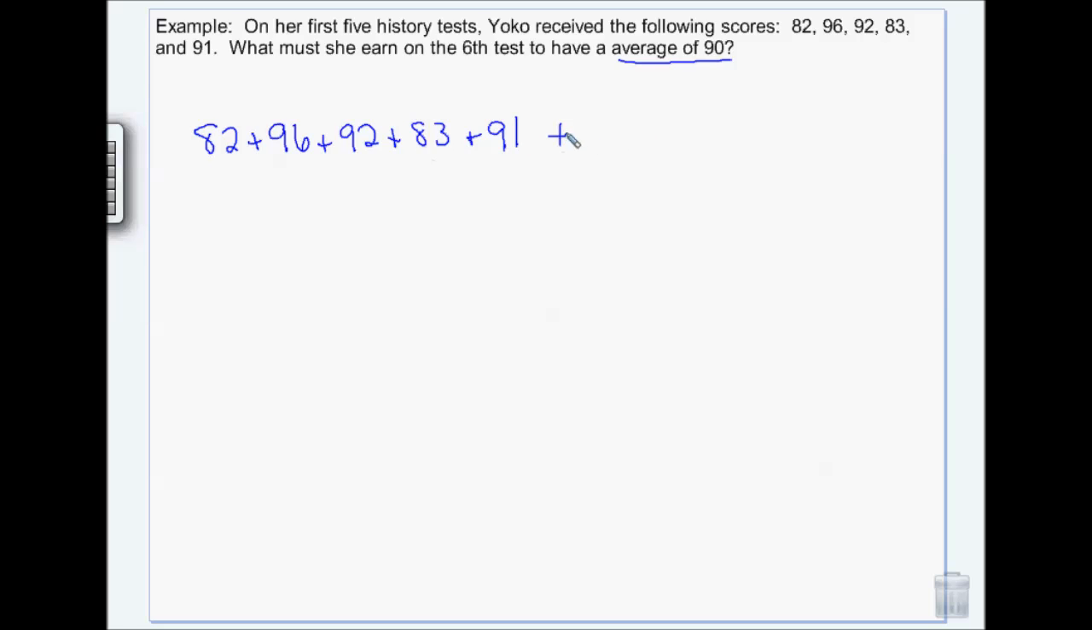And then she's going to take one more test, right? We'll just call that, no, let's not use T. We'll just call that X for test. Okay. And we're going to take this whole thing and divide it by 6, and we want an average of 90. Well, we can add up all these numbers because they're all numbers, and that would give us 444.